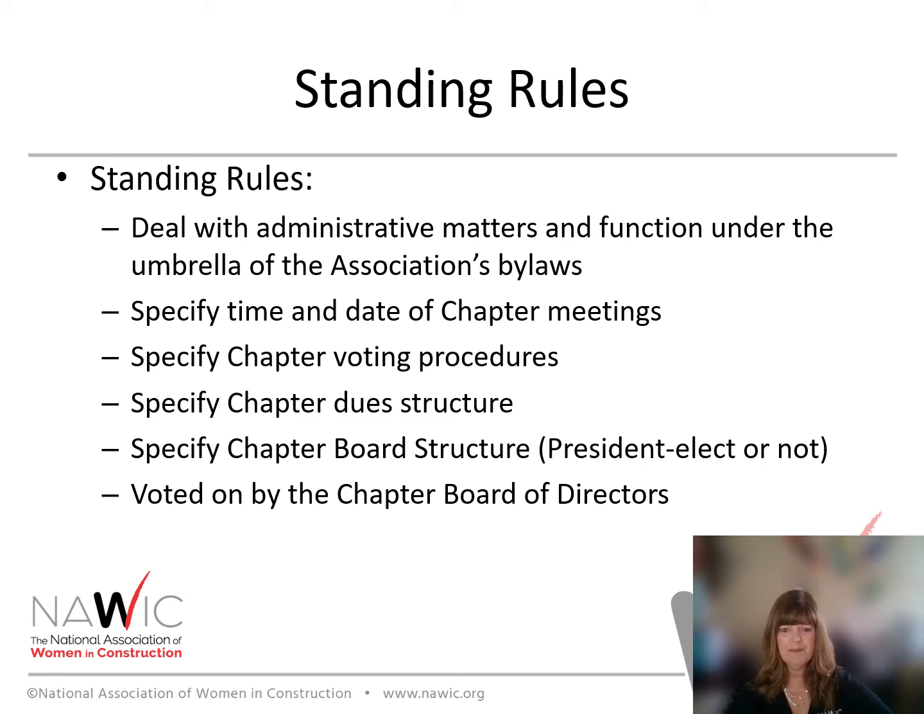membership category. They can also dictate how chapter elections are performed, whether by mail or in person, or if the chapter is going to have a president-elect position or not. National has a set of bylaws 1 through 6 that cannot be changed or superseded by a chapter. Standing rules can be adopted at any chapter board meeting without notice and can pass upon a simple majority vote of board members in attendance.